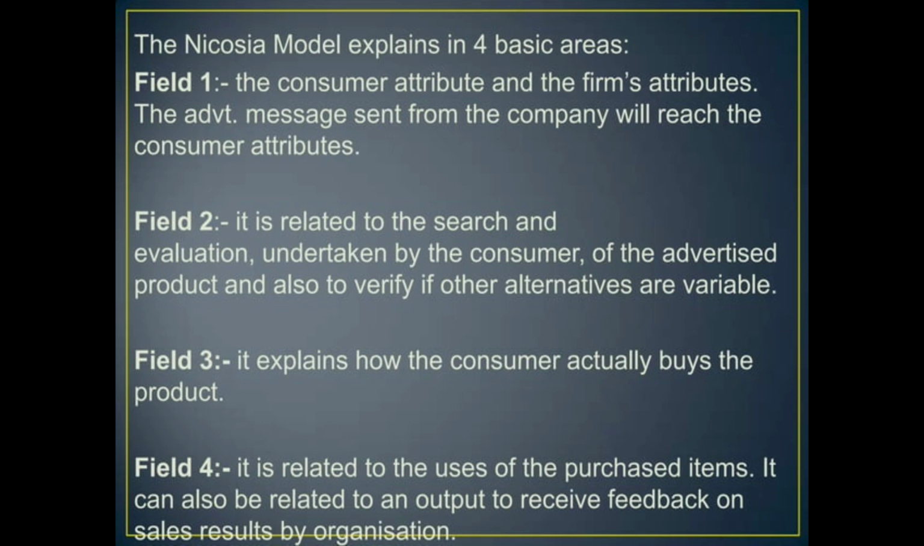So the Nicosia model is classified into four fields: field 1, field 2, field 3 and field 4. Field 1 covers the consumer attributes and the firm's attributes. The advertisement message is in field 1, and after the advertisement, the consumer understands the product and evaluates the alternatives, and this explains how the consumer actually buys the product. Field 4 is related to the users of the purchased item, so it is an output to receive feedback on sales results by the organization.